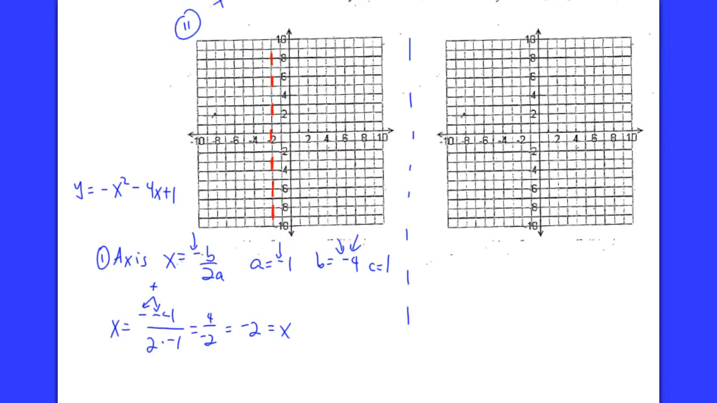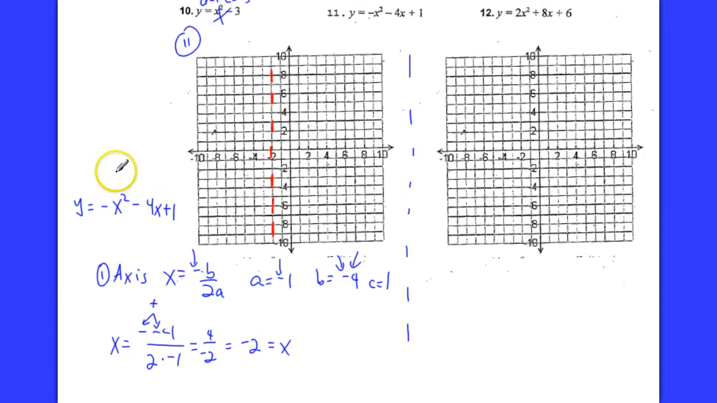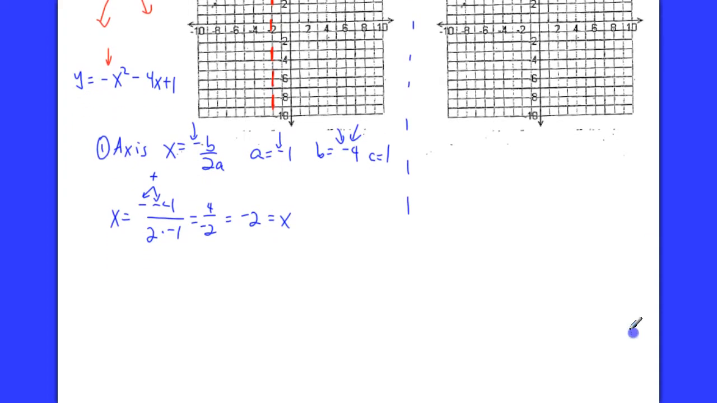Now what I do know, if I look back at the equation, and we talked about this in class a little bit, is that since the a value is negative, that parabola is going to go down, because the coefficient on the x squared is negative. I just don't know exactly where that is. That's what we have to find next. So we found the axis. Using my red ink now, we will find the vertex for x equals negative 2.